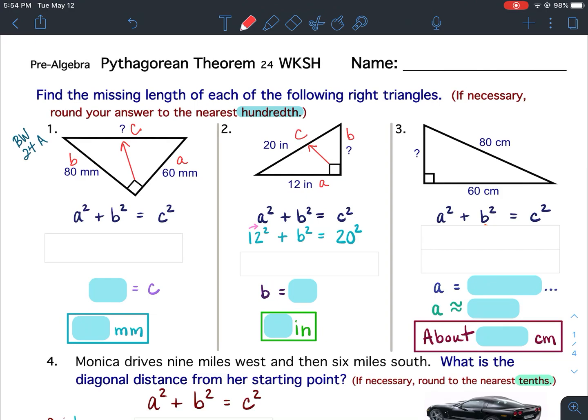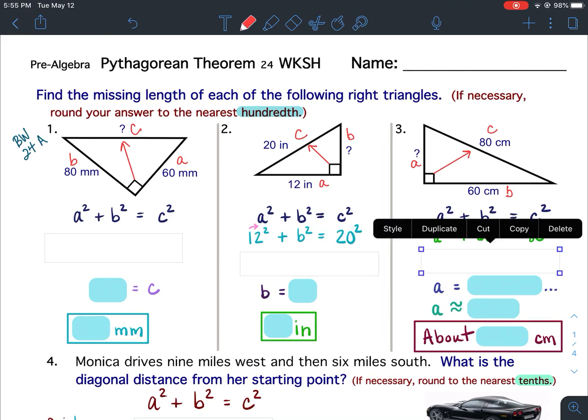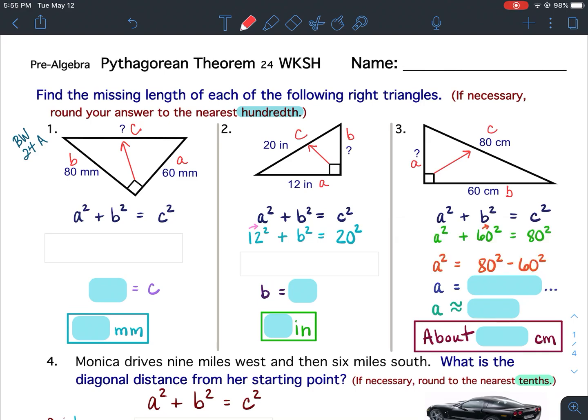Number 3. The right angle points to 80 centimeters. So this will be our hypotenuse, C. And this time, we'll call this A and this B. So we have A squared plus 60 squared equals 80 squared. Again, we're solving for a leg. So the first thing you need to do is take that to the other side of the equation using the inverse operation. And when you do that, you will get A squared equals 80 squared minus 60 squared.